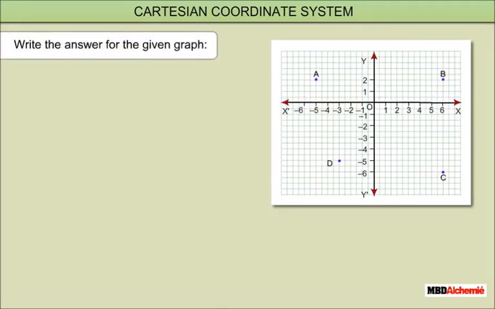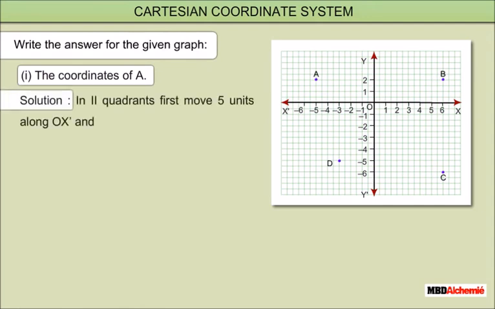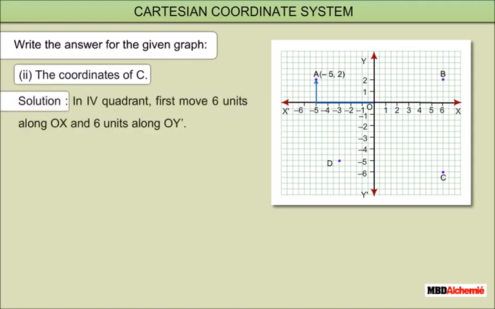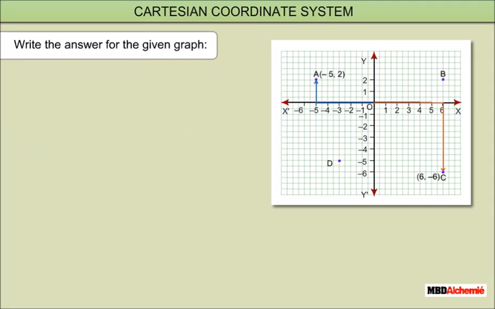Write the answer for the given graph. 1. The coordinates of A. Solution: In the second quadrant, first move 5 units along OX' and 2 units in the upward direction. So the coordinates of A are (-5, 2). 2. The coordinates of C. Solution: In the fourth quadrant, first move 6 units along OX and 6 units along OY'. So the coordinates of C are (6, -6).